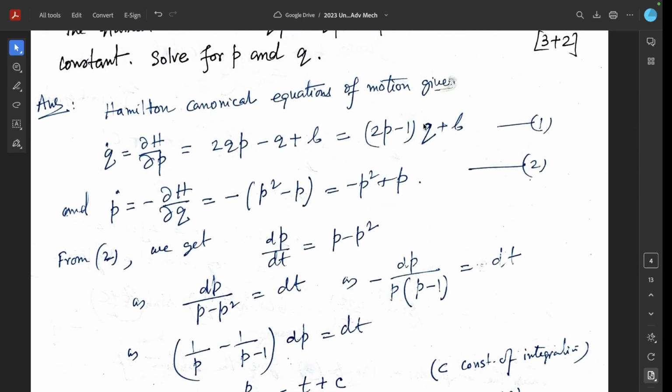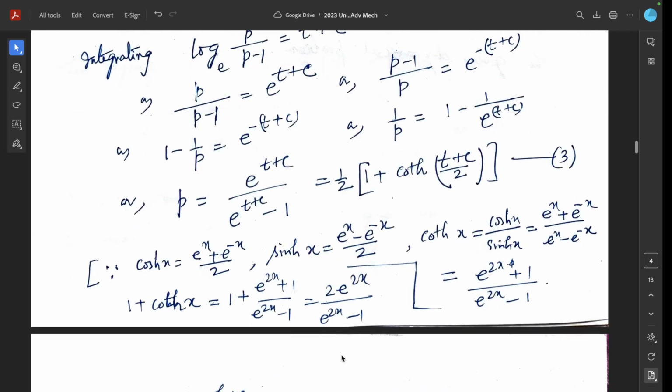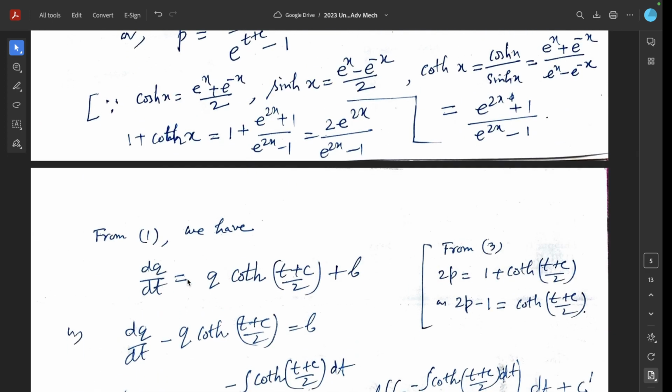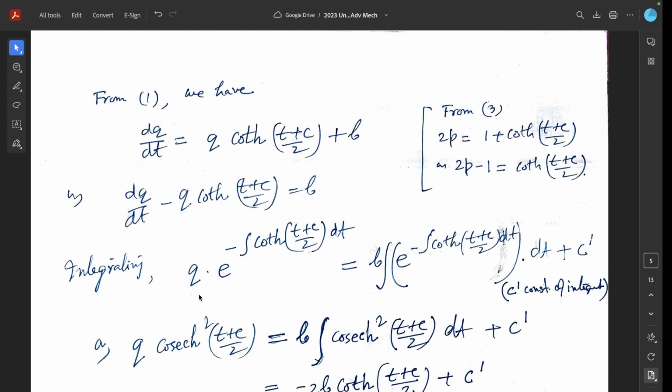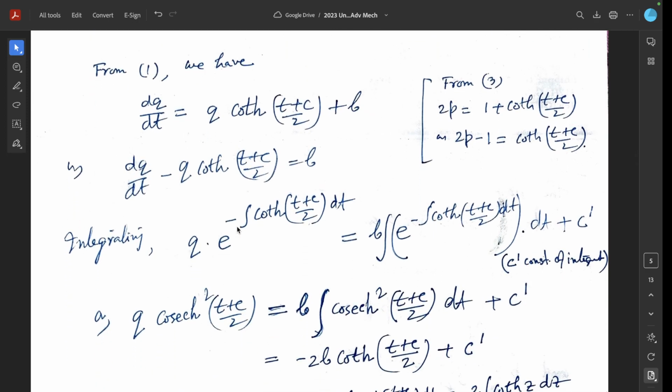From 1, q dot equal to (2p minus 1) q plus b, and from 1 we get dq/dt equal to q coth((t plus c)/2) plus b, and dq/dt minus q coth((t plus c)/2) equal to b. This is a linear equation in q. So we get the formula q times e to the power minus integral of P dt equal to b times integration of e to the power minus integral of P dt, plus c dash.